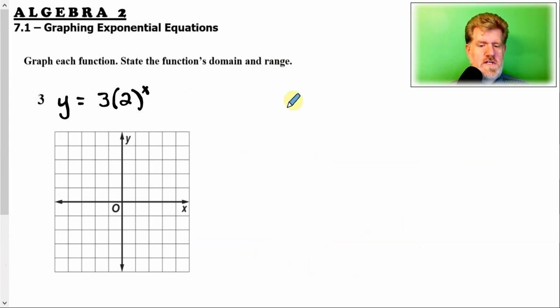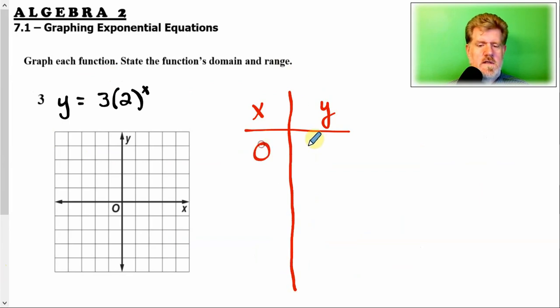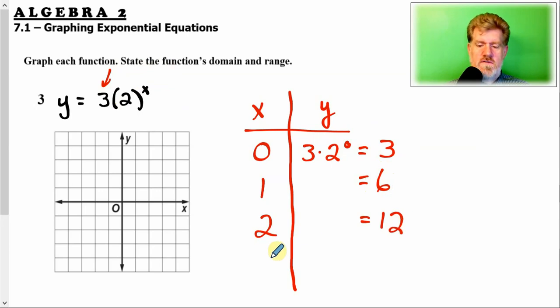So now we've got 3 times 2 to the x. Alrighty. So we have 3 times 2 to the 0. Well, 2 to the 0 is 1, because anything to the 0 is 1. 1 times 3 is 3. So our starting value is 3. Right? And our growth factor is 2, which really means it's going to be doubled every time. It's going to be 6. Then it's going to be 12. Then it's going to be 24.